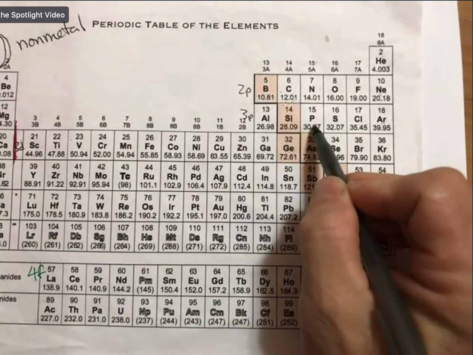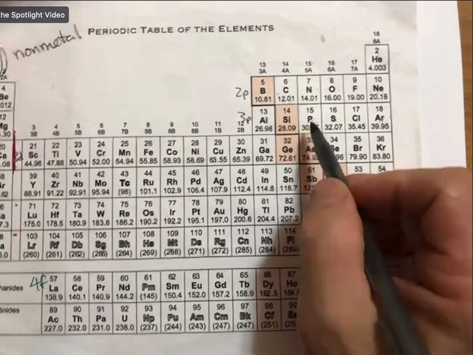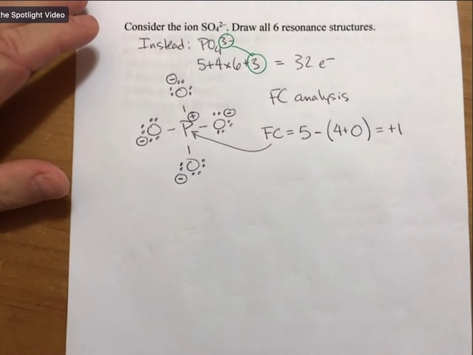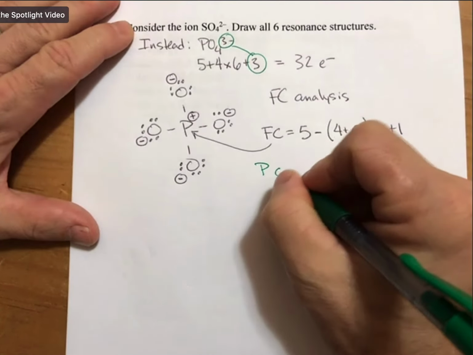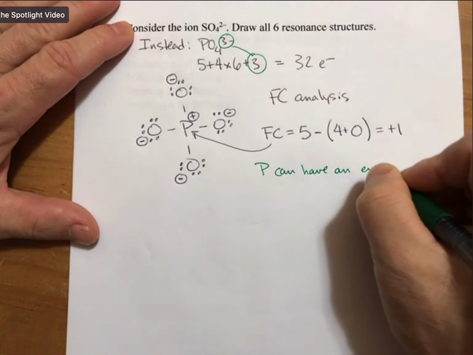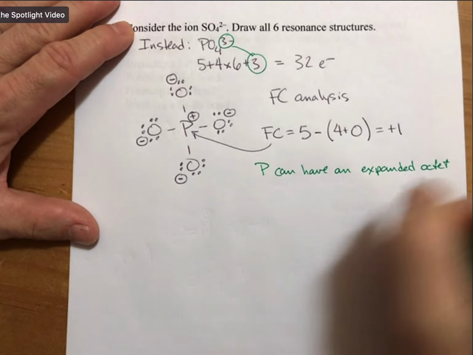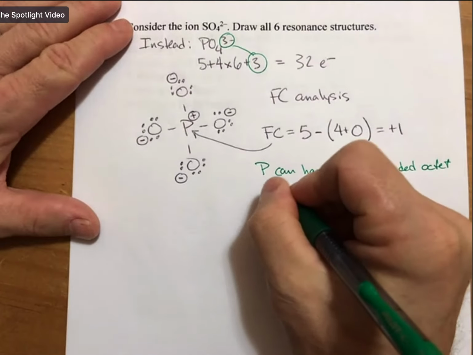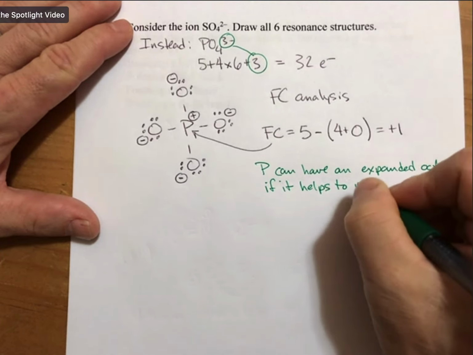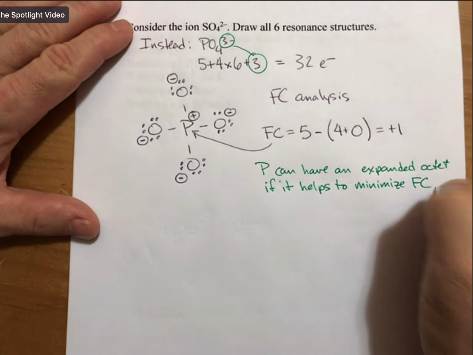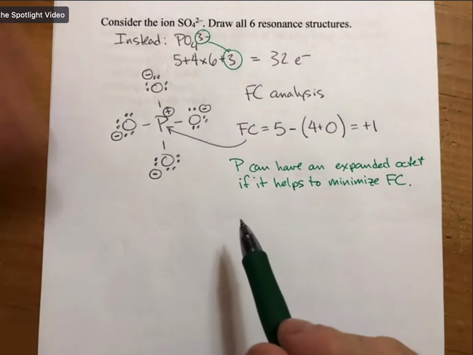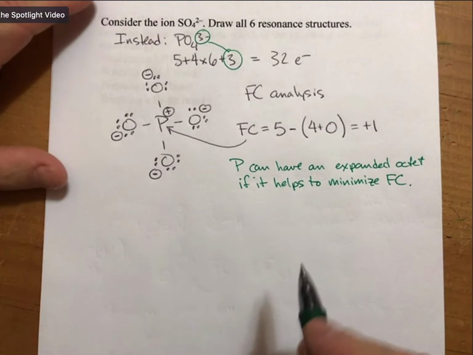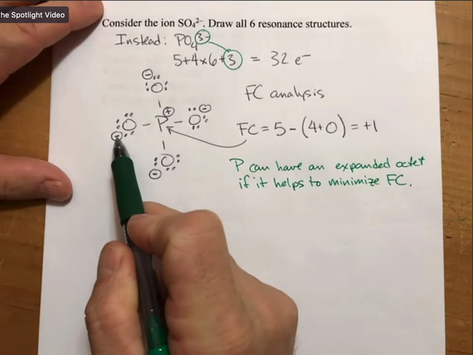Now it turns out that phosphorus, being in the 3p area of the periodic table, can have an expanded octet if it helps to minimize formal charge, which it will. Right? The only reason we ever use these expanded octets is to minimize formal charge. If you get to this point and there's no formal charge, then you wouldn't need to do an expanded octet. Okay, so there's a +1 here. That means we're going to form 1 double bond.